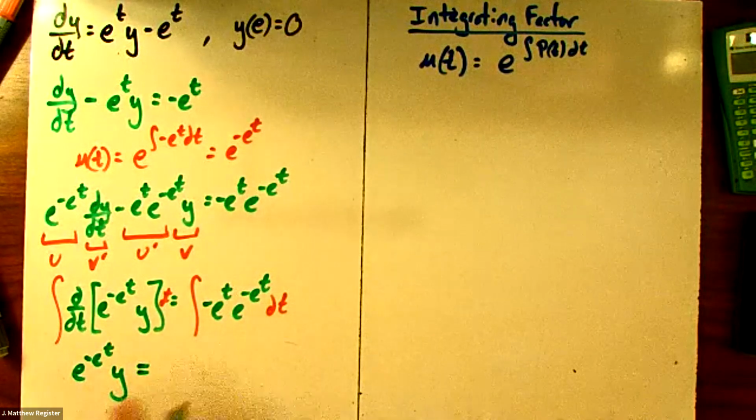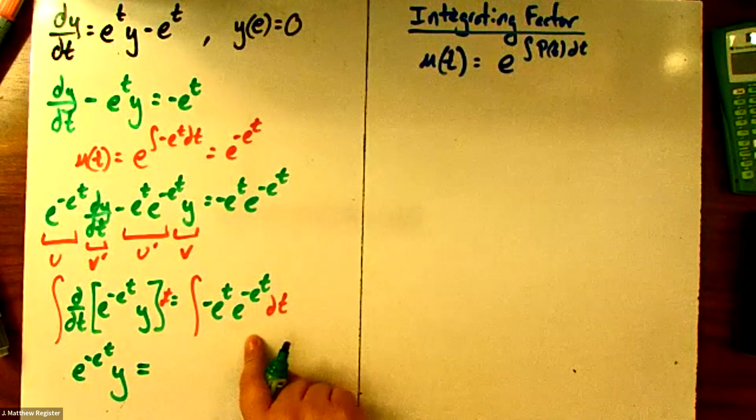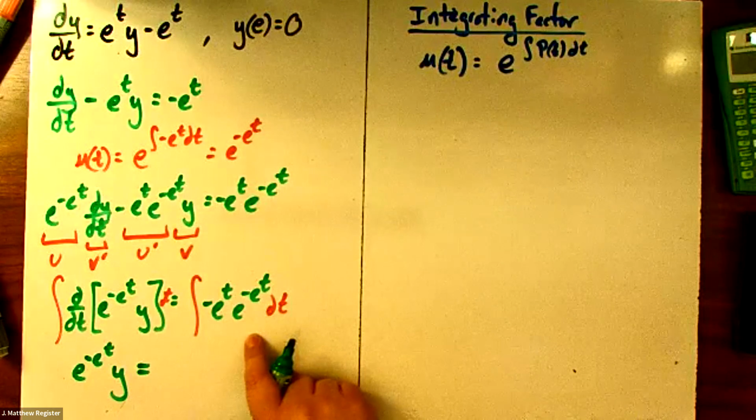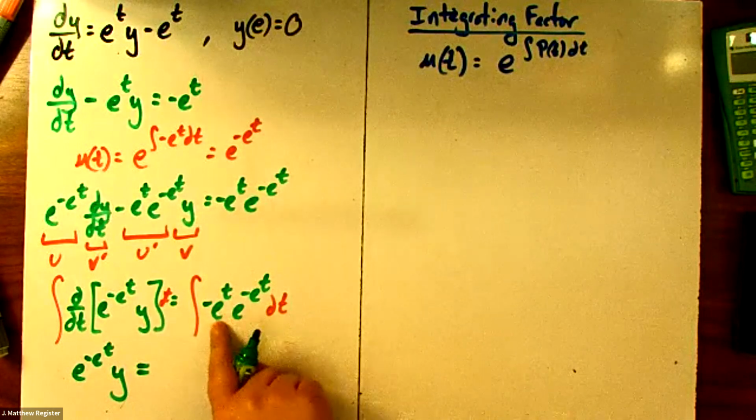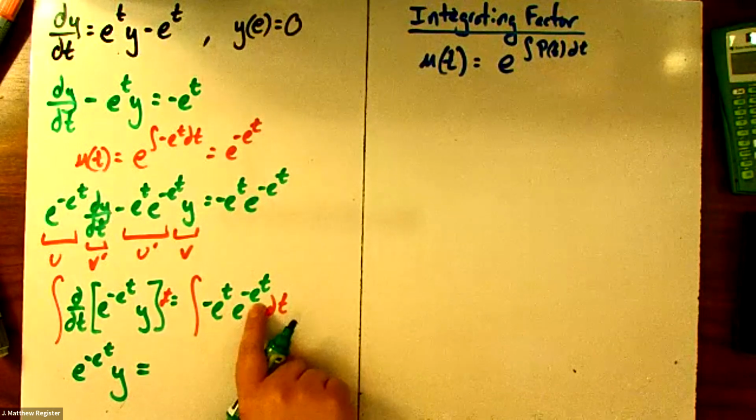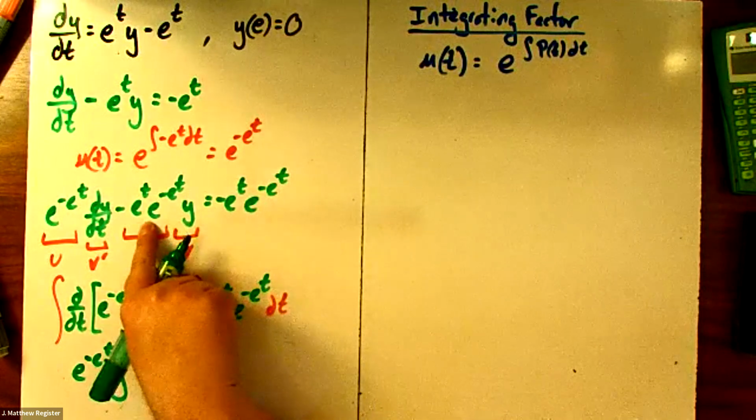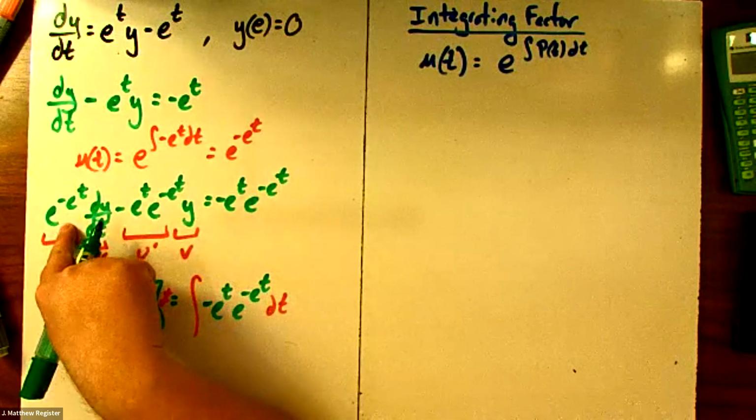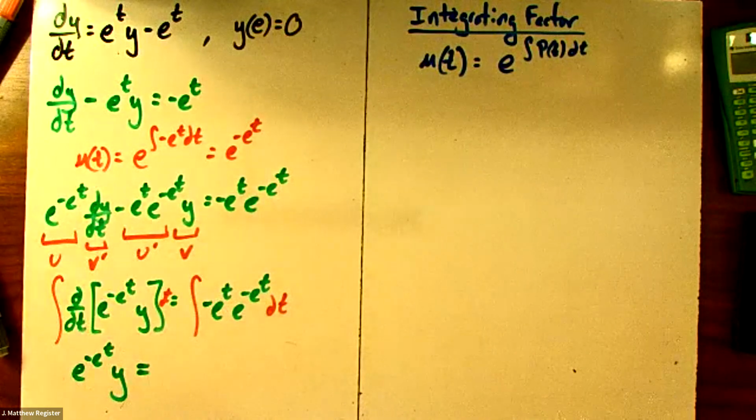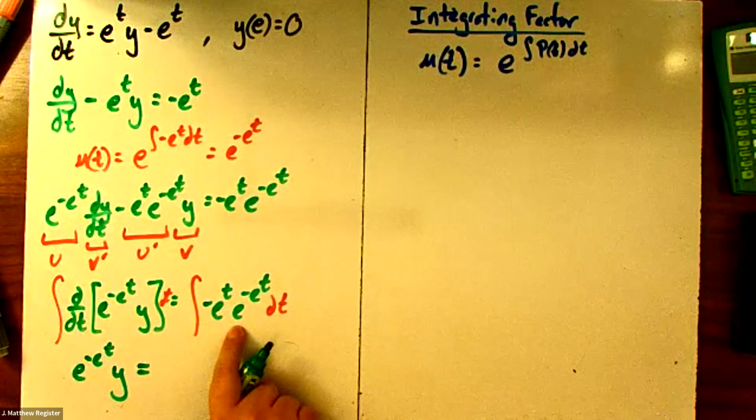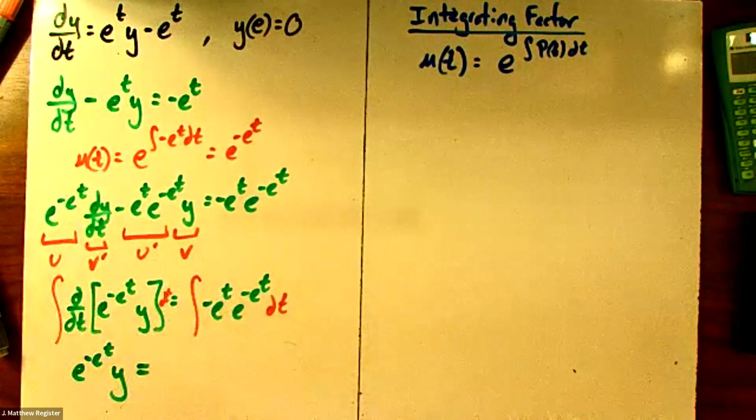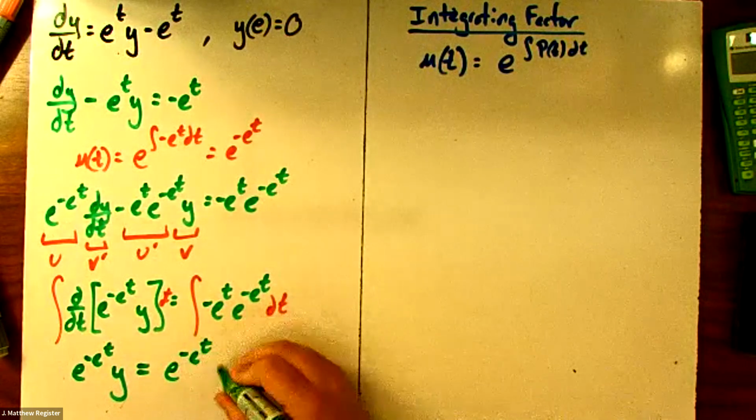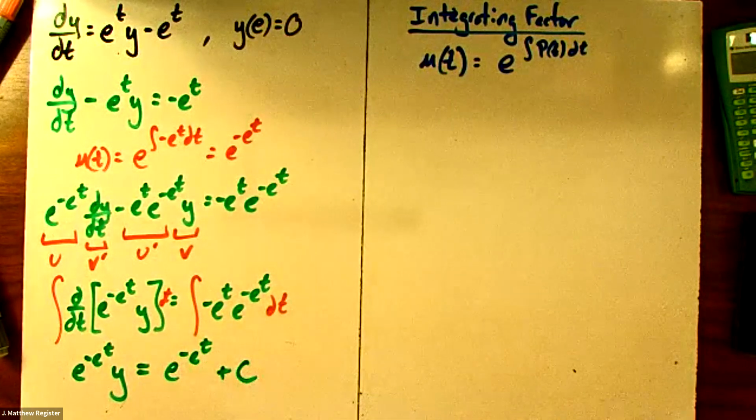On the right side, integrating this might look daunting, but it turns out we've actually already done it. Notice that this negative e to the t, e to the negative e to the t is the exact same term we had up here. And we said this is the derivative of e to the negative e to the t, which tells us the antiderivative of this is just going to be e to the negative e to the t, plus c.